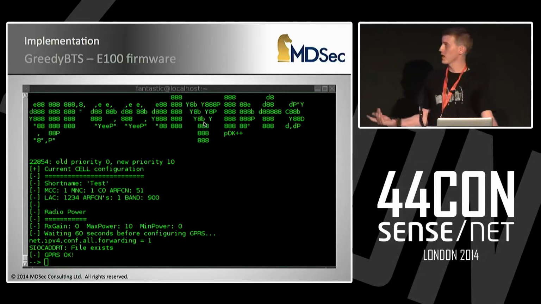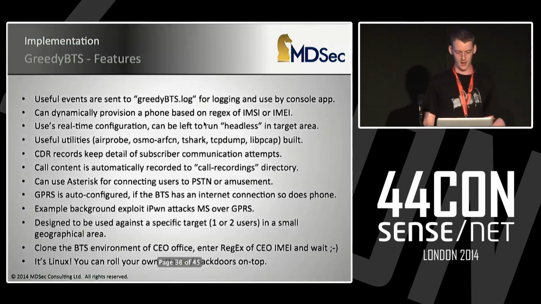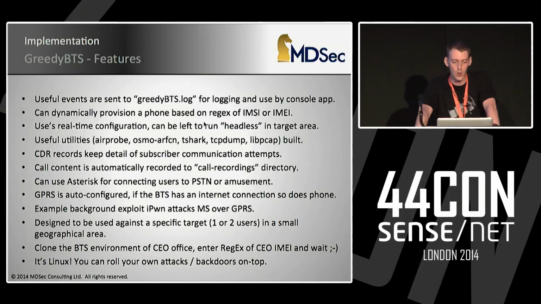Essentially, this is what is shown to the user. When you launch the GreedyBTS application, you can access it via a console. It shows you the current configuration for the cell. It gives you the various radio power that exists there, and sets up everything automatically. Because it's an embedded device, everything is automatically configured. You just install the stock image inside the device and everything's running for you. All of the useful events that are handy for an attacker are sent to greedybts.log, so that these are logged and then accessed by the console application.